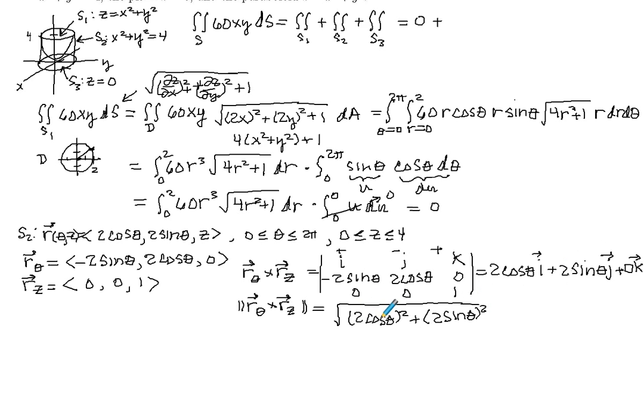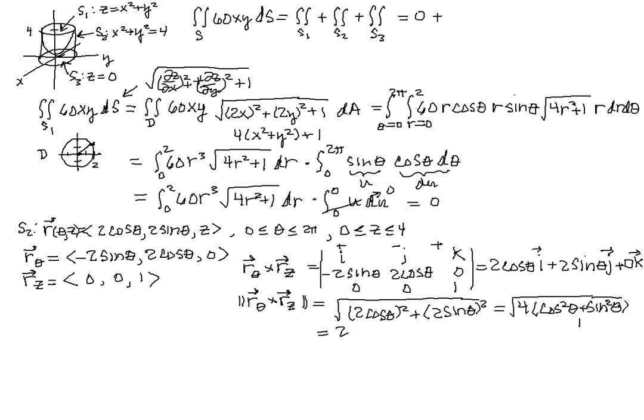This is just 4 cosine squared, and this is 4 sine squared. So this is just the square root of, if we factor out the 4, cosine squared theta plus sine squared theta, which is 1. So that's 4 times 1. The square root of 4 times 1 is the square root of 4, which is 2. So the length of this vector is a constant 2. All right, now we're ready to actually perform that integration.